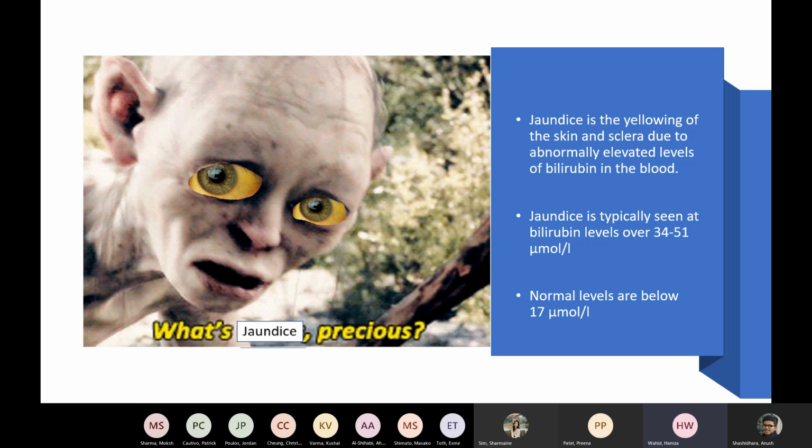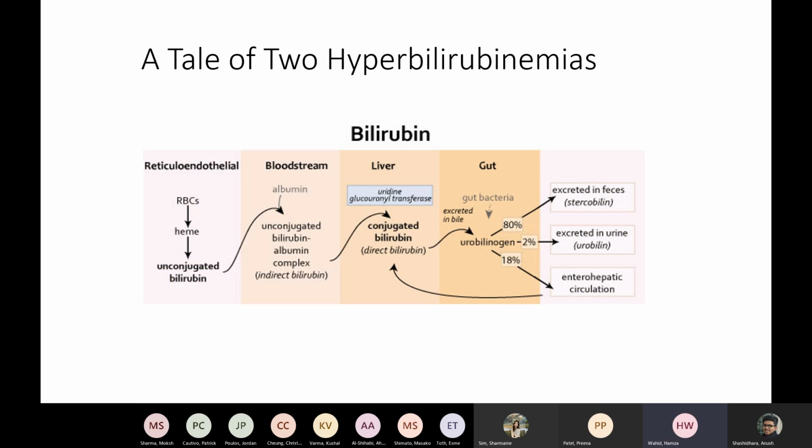So we've established what it is. Now let's talk about what causes it. To talk about bilirubin, we first must know the life cycle of bilirubin. There's a lot of information here, and Preena is going to go over more of it again, but for now we need to be aware of the very basic idea of how bilirubin is made.